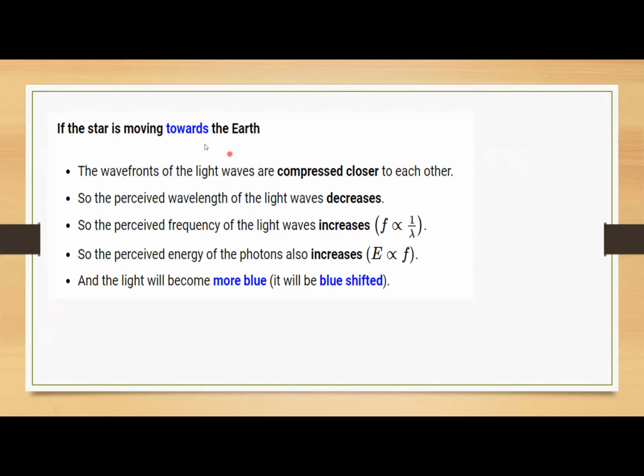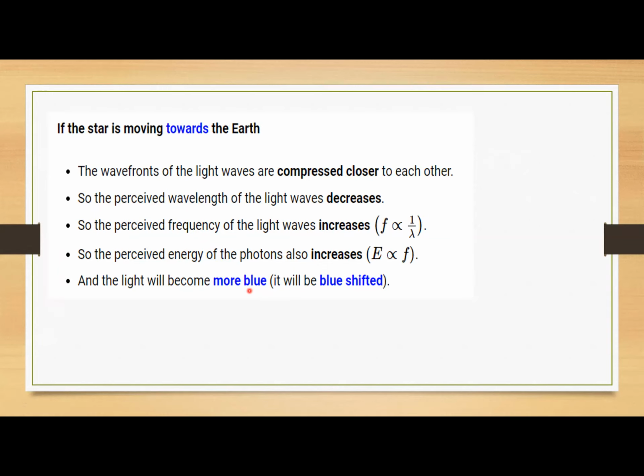Okay, so when the star is moving towards the Earth, the wavelength is shorter, the frequency increases, and the energy also increases. So the light will become more blue, or it will be blue shifted. So if the star is moving towards the Earth, it's going to be blue shifted. These are important concepts that you have to learn and remember.